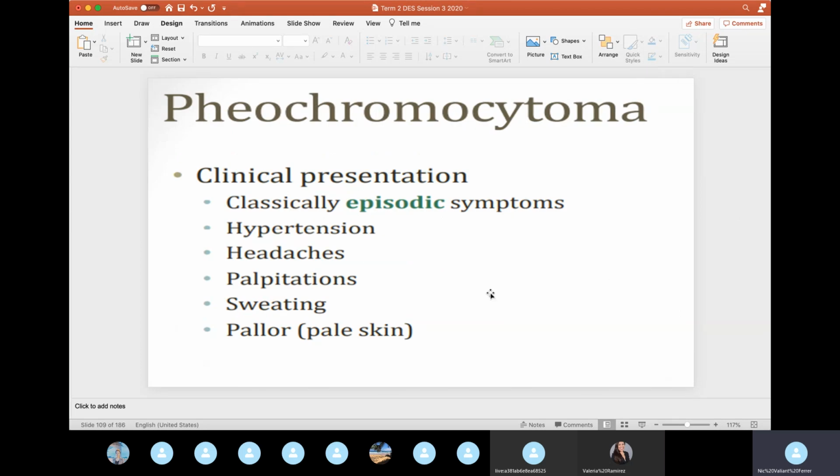Pheochromocytoma. What is this? There's a tumor in your adrenal medulla. What are the presentations? Episodic symptoms, hypertension, high yield hypertension. You can have headaches. You can have palpitations. And then you can have sweating.